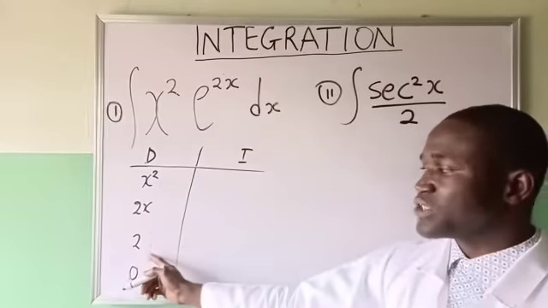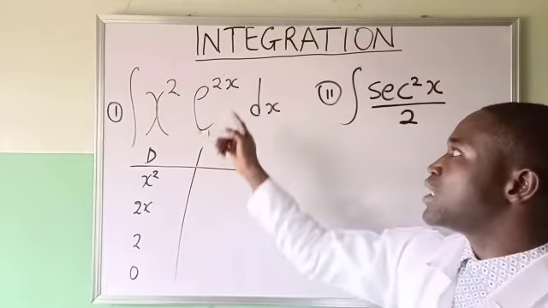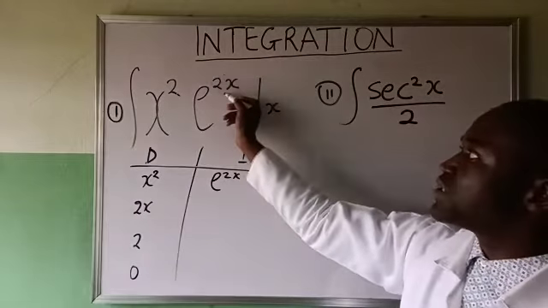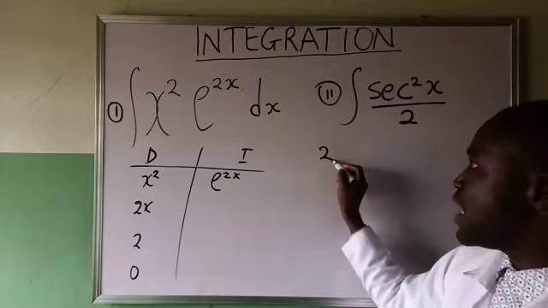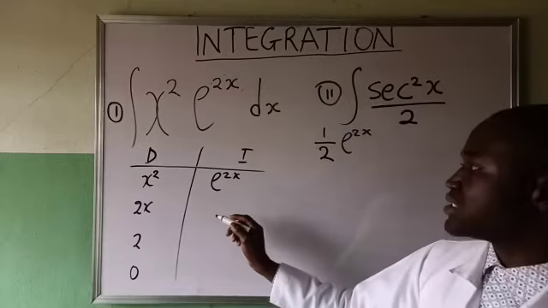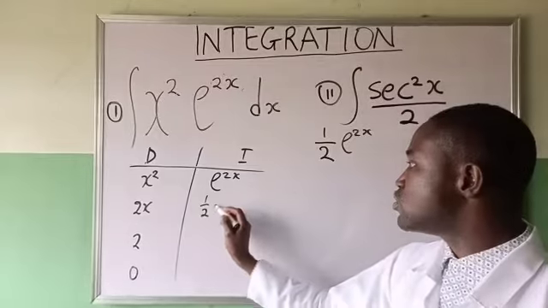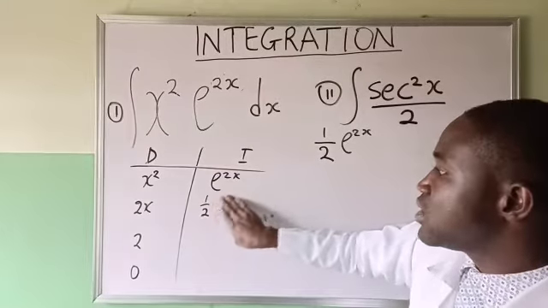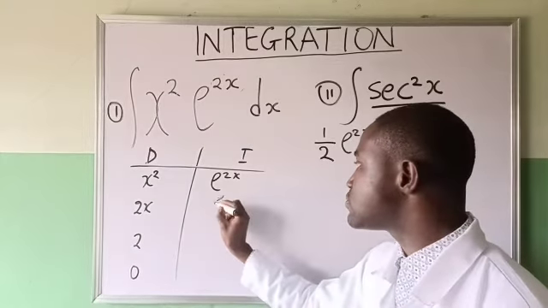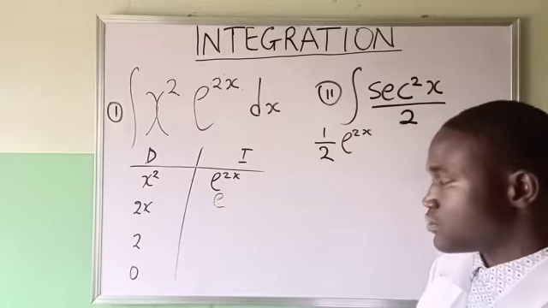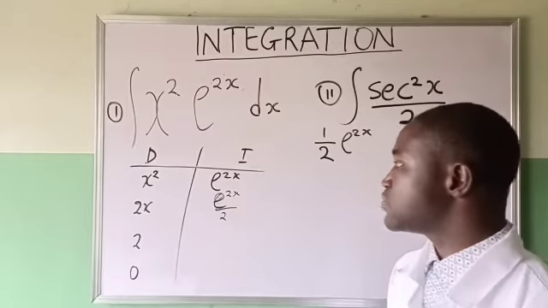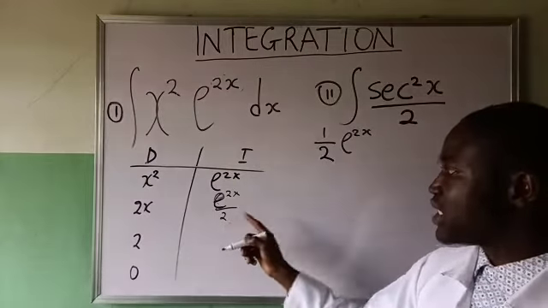It means this is best to be on the D part. Here, integrate, I will have this. Integrate this, that means differentiate 2x, you have 2. Invert it, 1 over 2, exponential 2x. I've integrated this. I will now write 1 over 2 exponential 2x. That means what I am to write is exponential 2x all over 2. Then I have to integrate it again.